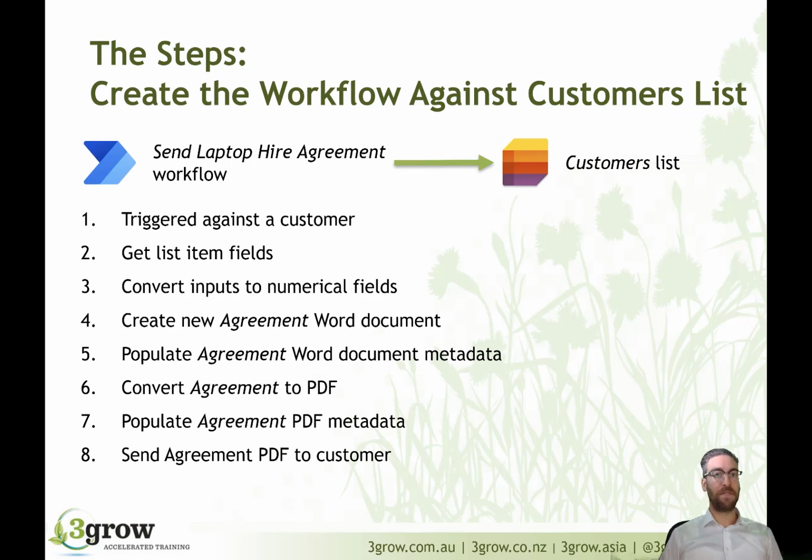So the steps involved in the Power Automate workflow. What we're going to be doing is triggering the workflow against a specific customer within that list. What the workflow is then going to do is grab all of the information about that list item, i.e. the customer information. There's also some information that the user will provide to the workflow at the point of triggering that workflow, such as the laptop hire start date, end date, and number of days.